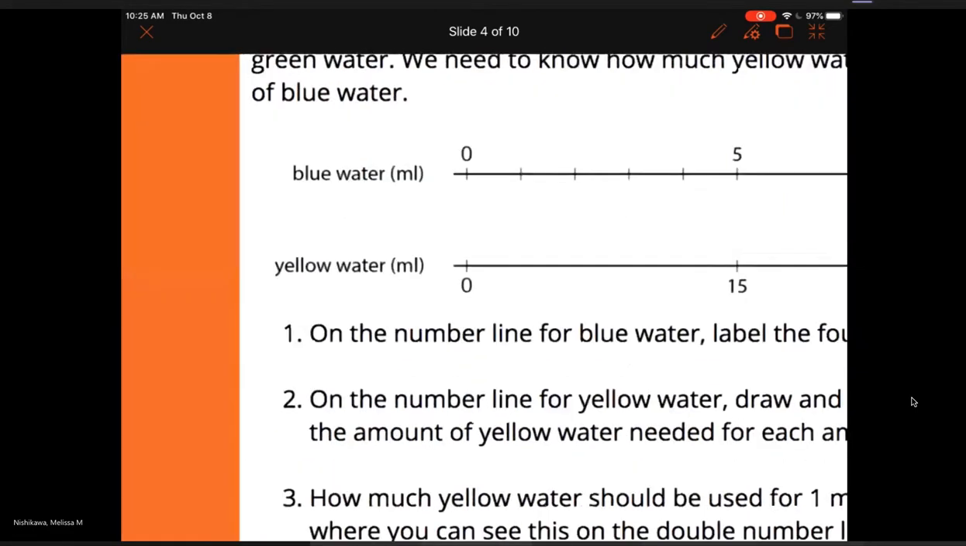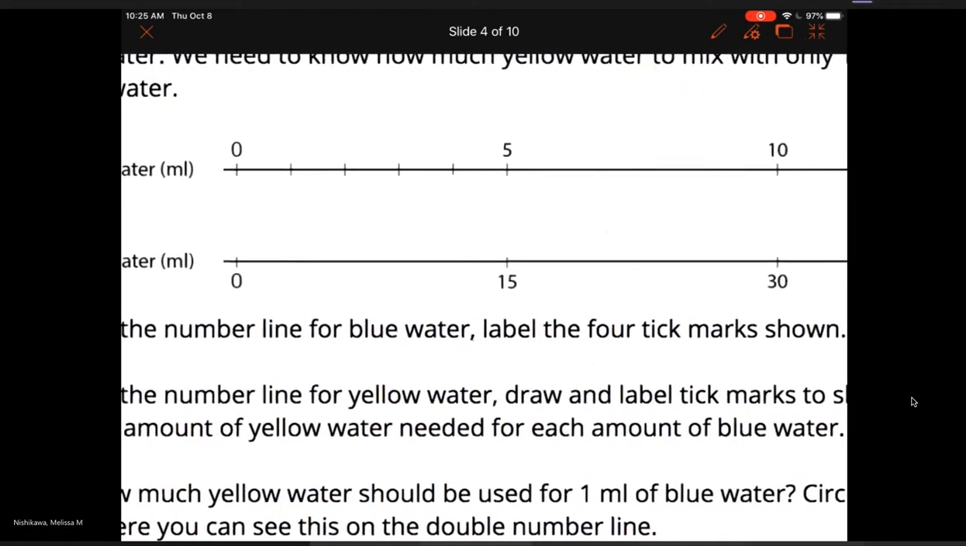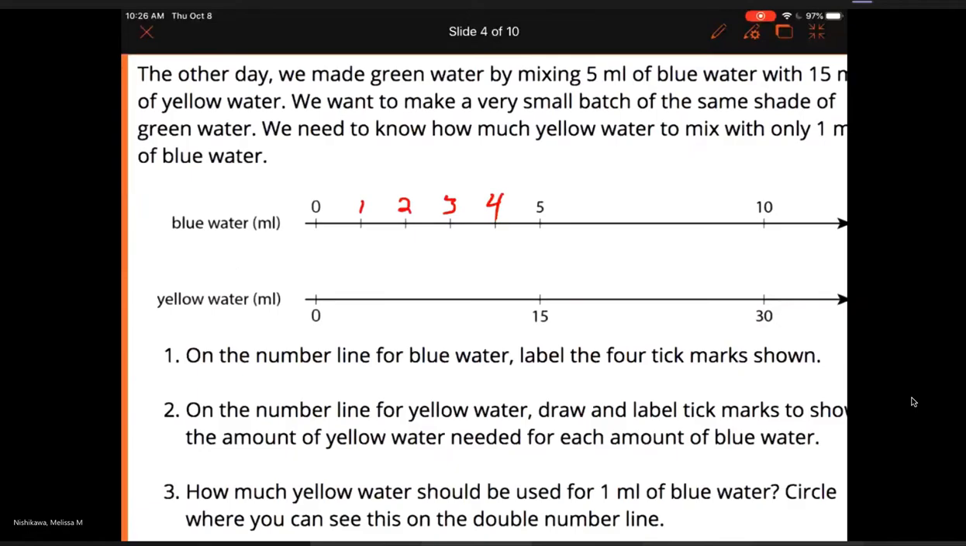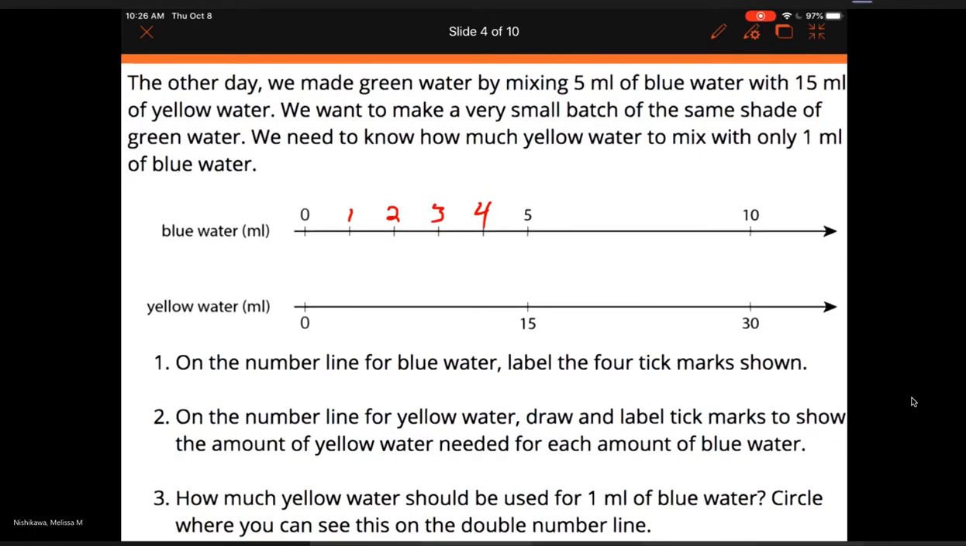So we do have 5, and then a 0 to 5. So this should be pretty simple. It's 1, 2, 3, 4. I'm jumping to another lesson we're going to get to. All right, so our blue water, we have 1, 2, 3, 4, and then we have 5. But what I want you to know is because we're mixing 5 milliliters of blue water to 15 milliliters of yellow water, that I want us to come down and do the same thing on the number line for yellow water.